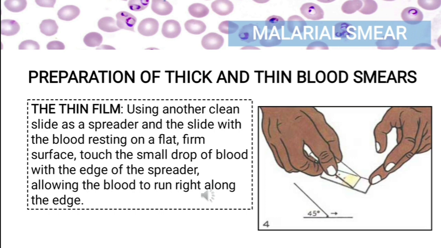Now let's proceed to the preparation of thin film or thin blood smears by using another clean slide as a spreader. With the slide with the blood resting on a flat, firm surface, touch the small drop of blood with the edge of the spreader, allowing the blood to run right along the edge. And please remember this, that thin smears are prepared in such a way that they are thick at one end and thin and feathery at the other end. Streaks and holes should be avoided in the film. Clean slides and spreaders are used, so after air drying, slides are fixed with methanol before staining.